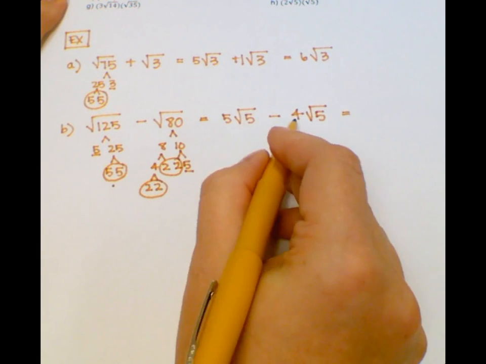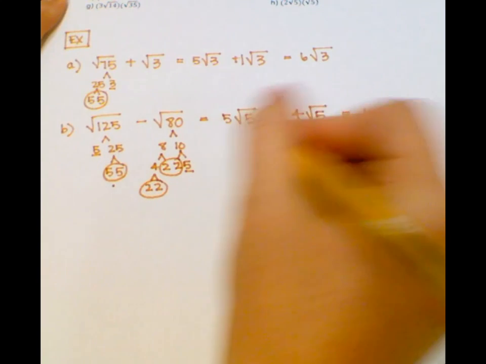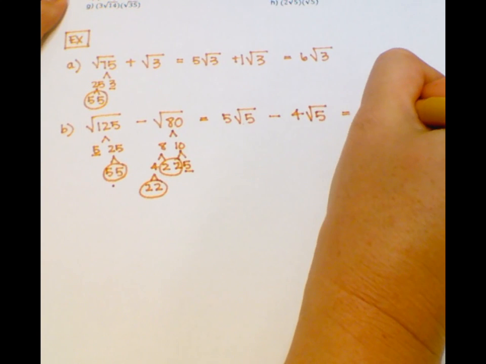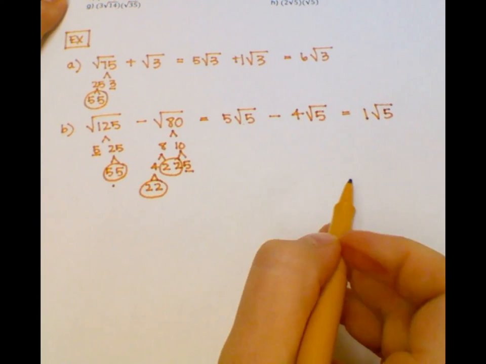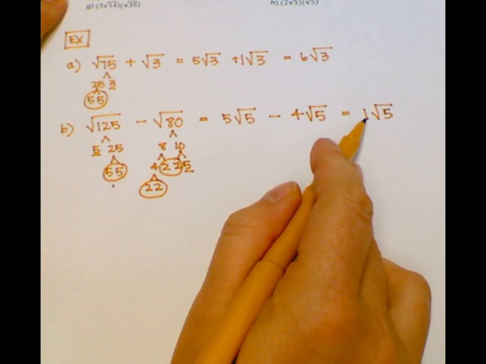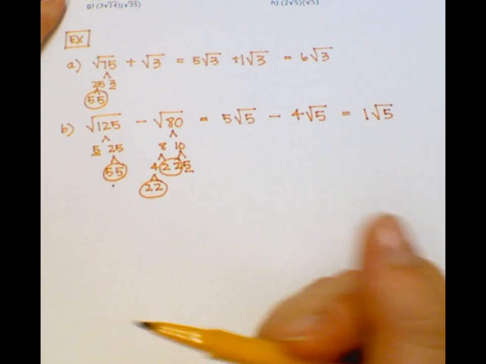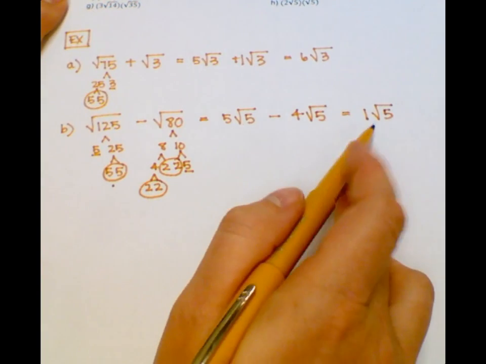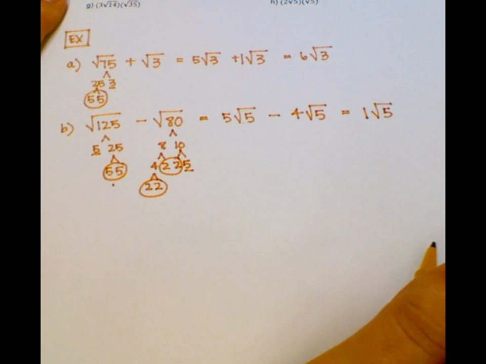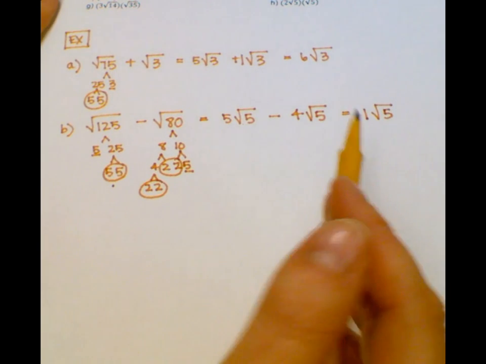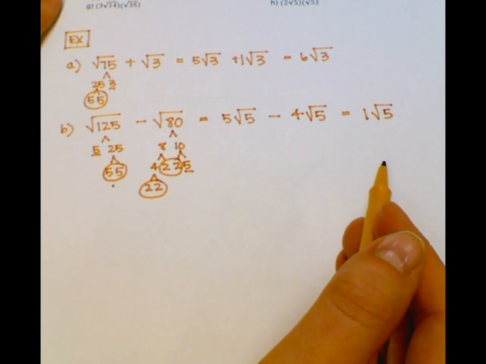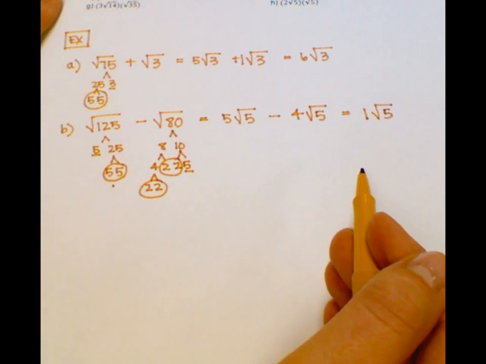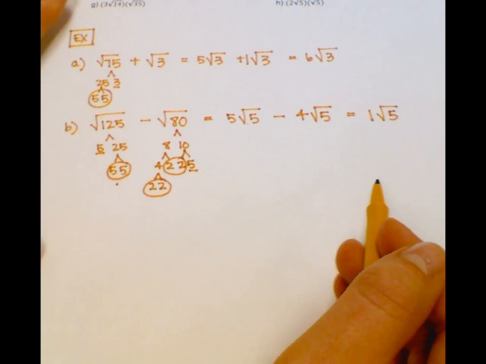So then you can do it. What's 5 minus 4? 1, and then you still have your radical 5's. Now, would I be mad if you didn't include that 1? No, I'd like it better if you didn't. But there he is. So what do we think about addition and subtraction? All you have to do is simplify until you get the same radicand, then you can do the operation, adding or subtracting.